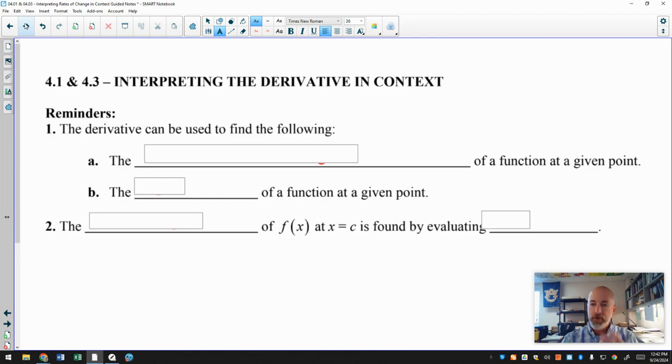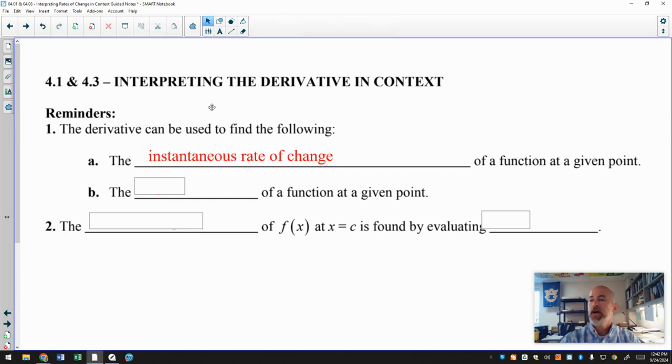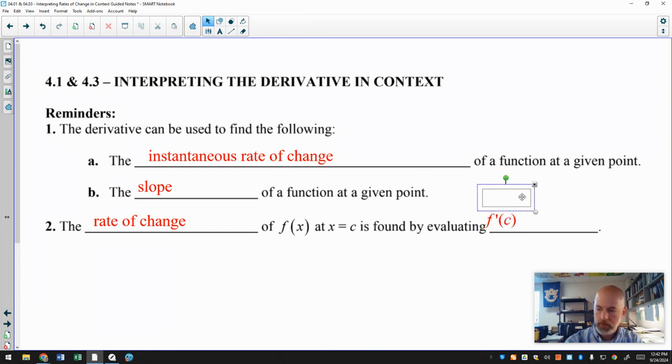And so let's talk about derivatives and a couple of reminders, things you should already be aware of, and that is that your derivative can be used to find the instantaneous rate of change of a function at a point. That is the same thing as saying the slope of a function at a given point. And both of those are the same thing as saying the rate of change of f of x is evaluated by finding f prime of c. So just some reminders that the derivative is used to find slope, the slope of a tangent, the instantaneous rate of change, but the derivative is tied to slope of a function.